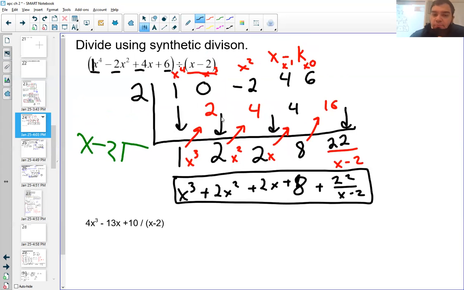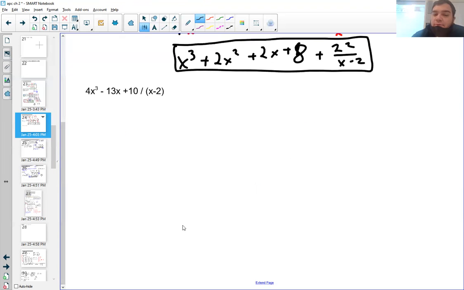Why is there no 4x? X to the 4. Oh, you're dividing by x. So what's x fourth divided by x? X cubed, x squared. You're just reducing it by 1 power.